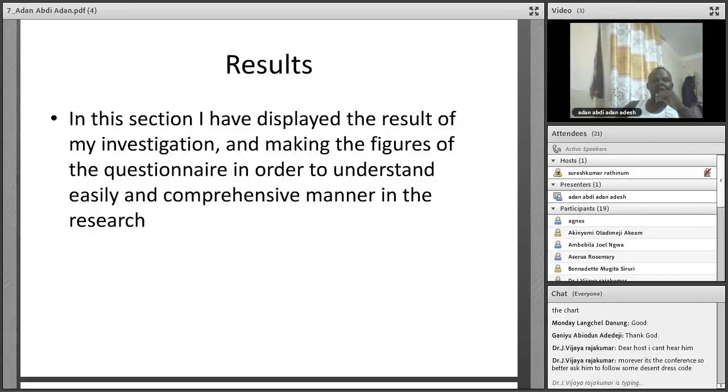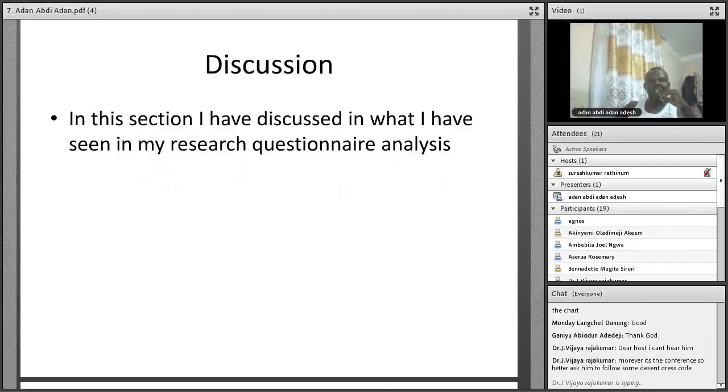The result. In this section, I have displayed the result of my investigation, making the features of the questionnaire in order to be understood easily and in a comprehensive manner in the research. Discussion. We have done focus group discussions with different participants when we were filling the questionnaire, in order to do analysis about the environmental problems that exist in Somalia.